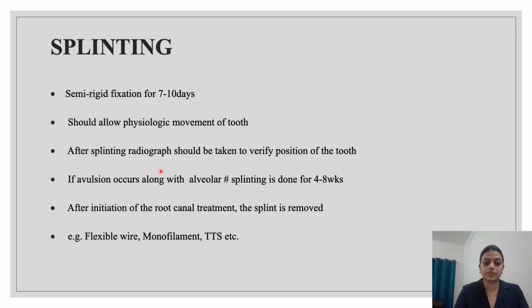And after splinting, a radiograph is to be taken to verify the position of the tooth. And if avulsion occurs along with any kind of alveolar fracture, then splinting is done for 4 to 8 weeks, because that is associated with alveolar fracture now. After initiation of the root canal treatment, the splint is usually removed. So a flexible wire, monofilament, such materials can be used for splinting.